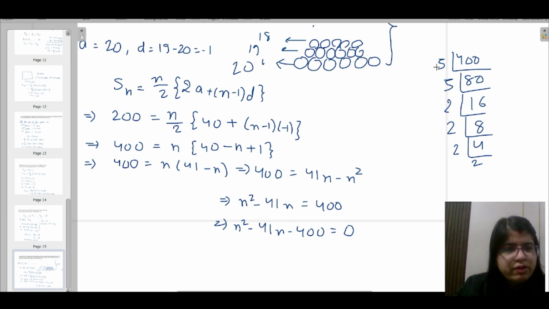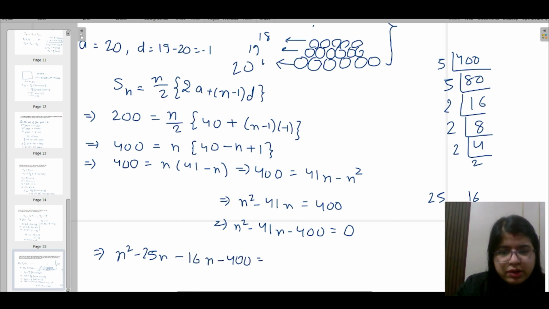So here students, if I take 5, it will be 25, and here 2 into 2 is 4, 4 into 2 is 8, 8 into 2 is 16. So we can write n square minus 25n minus 16n plus 400 is equal to 0.